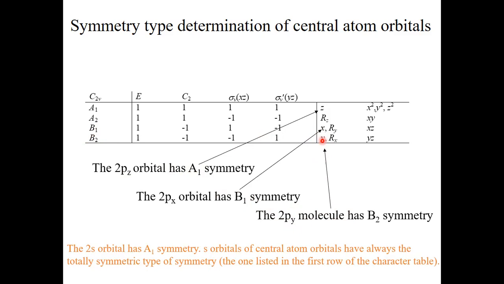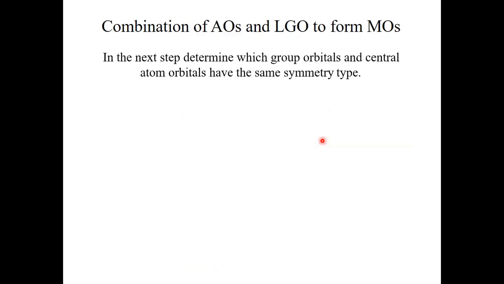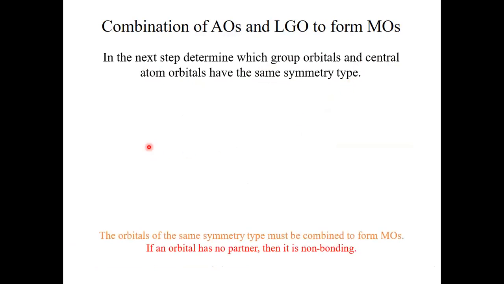So now you know the symmetry types of your ligand group orbitals. You also know the symmetry types of your central atom orbitals. So now you can combine orbitals of the same symmetry type to form molecular orbitals. So this is now the next step. Okay? We determine which group orbitals and central atom orbitals have the same symmetry type. Okay. So now the orbitals of the same symmetry type must be combined to form MOs. So if an orbital has no partner, then that means that orbital remains non-bonded. So let's apply this step by step to our problem.